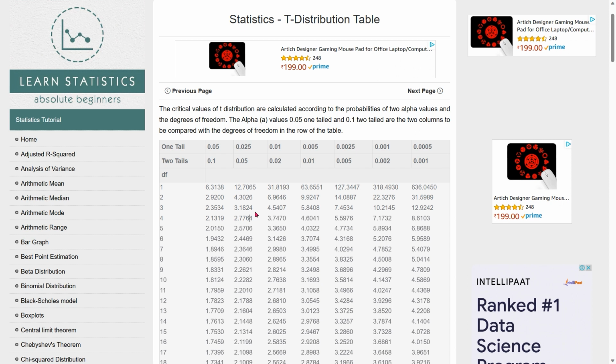On the other side, the degrees of freedom: because my sample size is 10, my degrees of freedom would be 10 minus 1, which is 9. So using a t distribution table with 9 degrees of freedom, you would find that the p-value is 0.043.